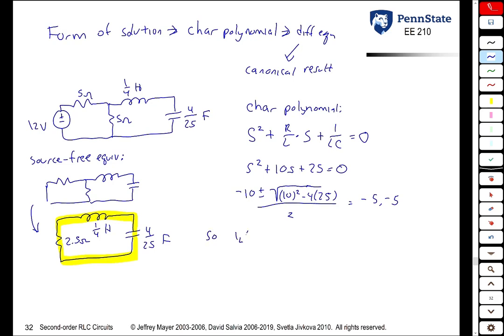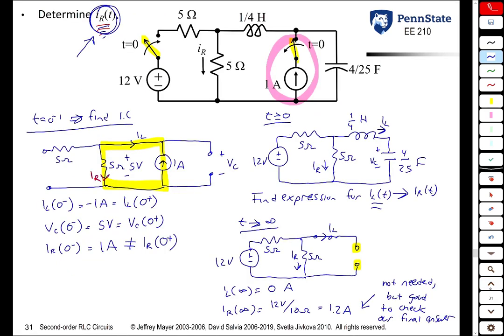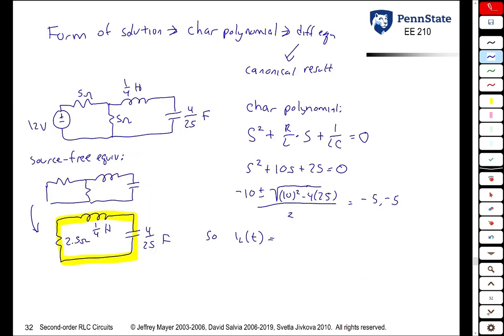So we know that IL of t, the current through the inductor, which is not what we're ultimately looking for, but we're going to find that first. So IL of t is IL of infinity, which we got there, it's 0 amps. So it's 0 plus B1 times e to the minus 5t plus B2 times t times e to the minus 5t.